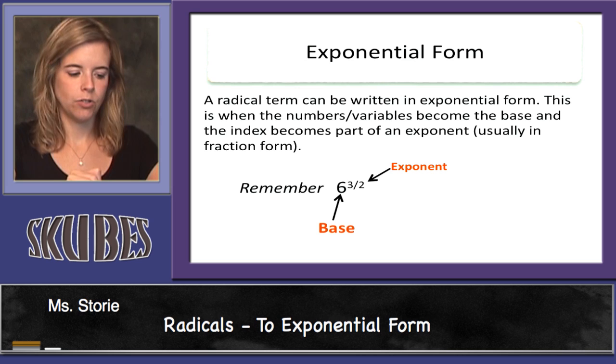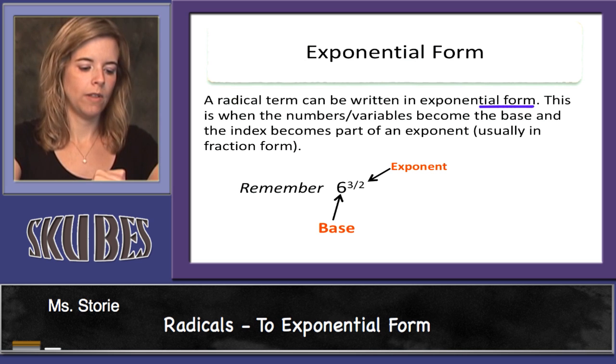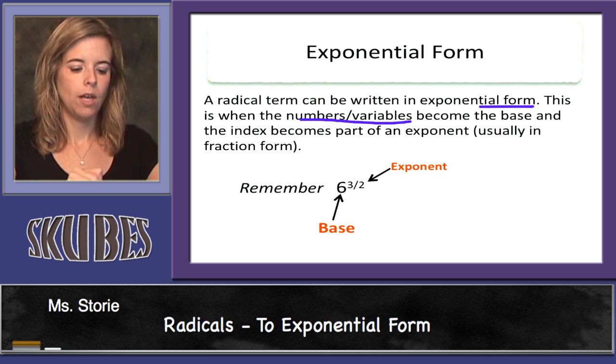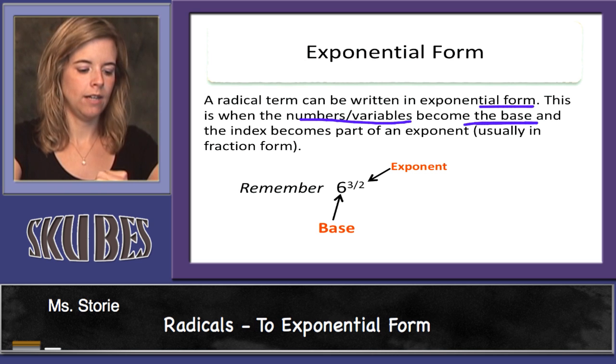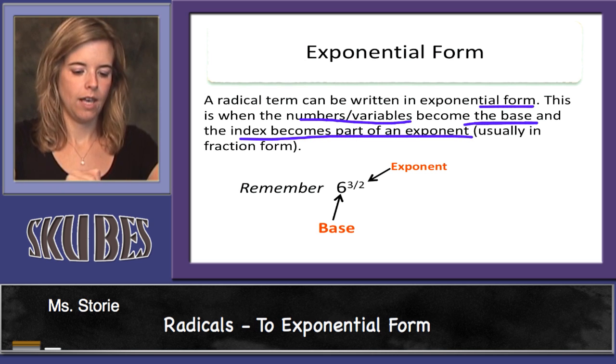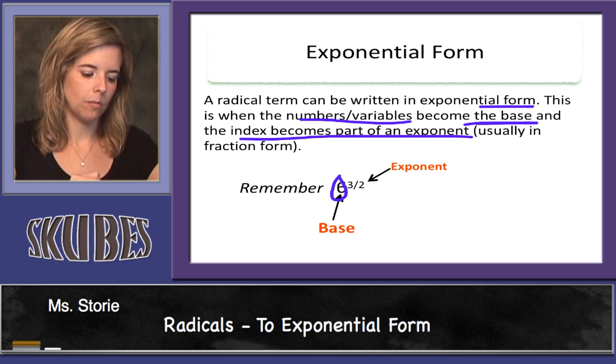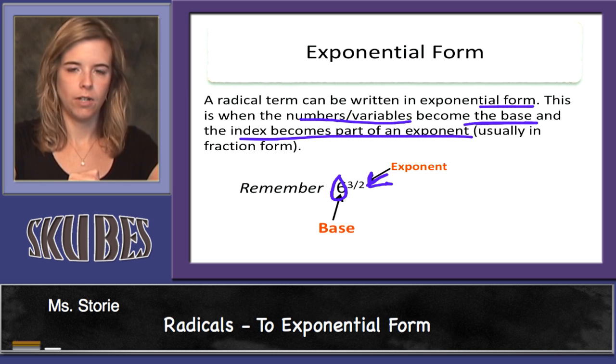So, for exponential form, a radical term can be written in exponential form. This is when the numbers and the variables too become the base, the big number, and the index becomes part of the exponent. And usually it's in fraction form. So when we said base, that's the base number. And the exponent involves the original exponent and the index.